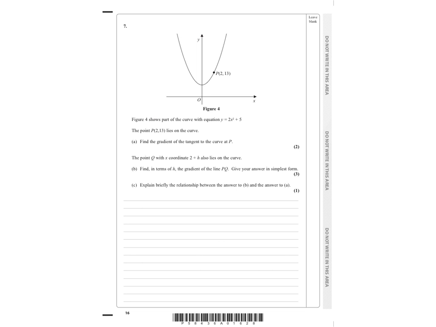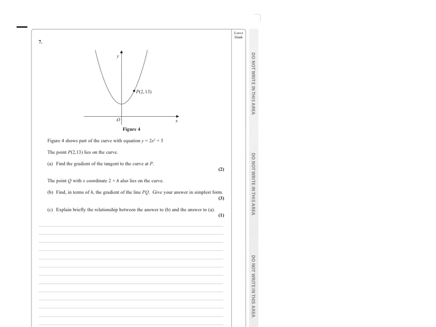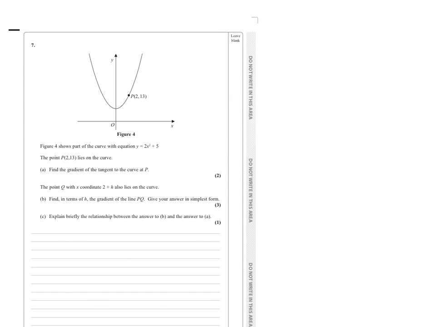Question 7. Figure 4 shows part of the curve with the equation y equals 2x squared plus 5. The point P, (2, 13), lies on the curve. Find the gradient of the tangent to the curve at P. Okay, so we need to find the gradient of the tangent to the curve at P.